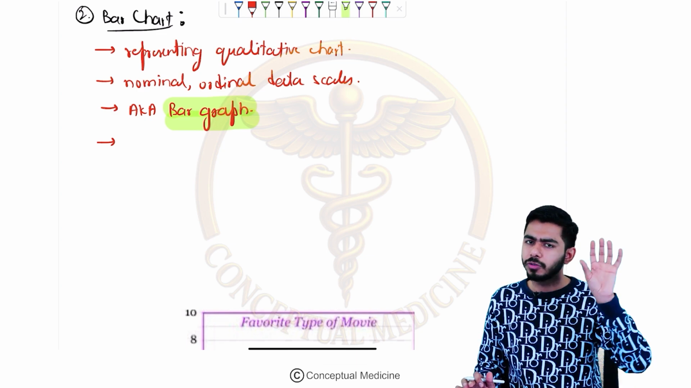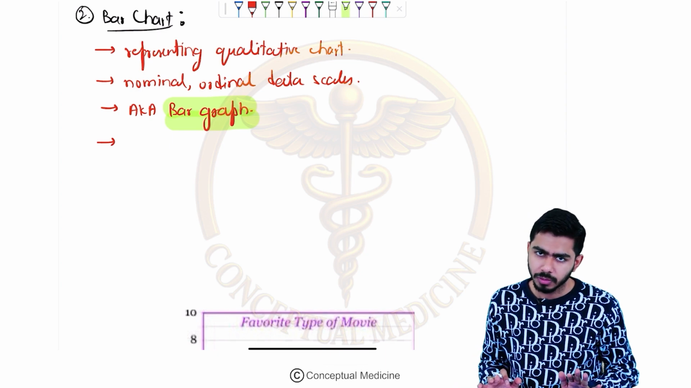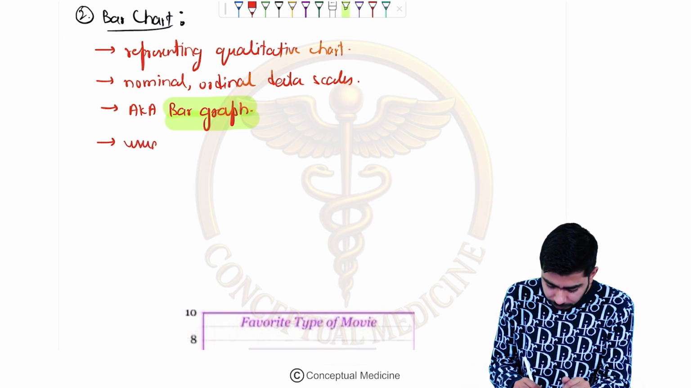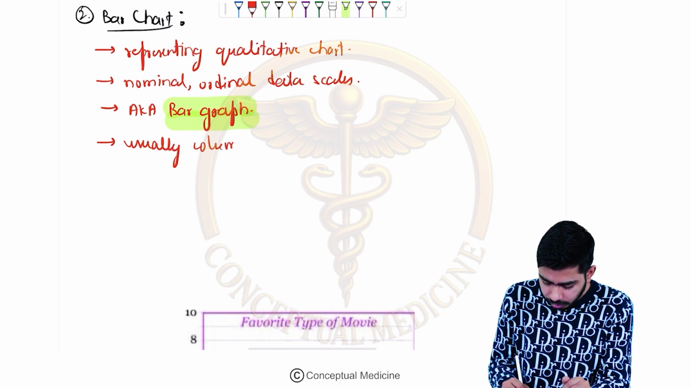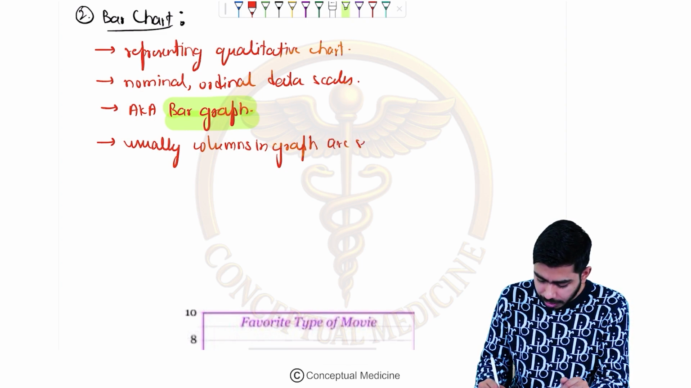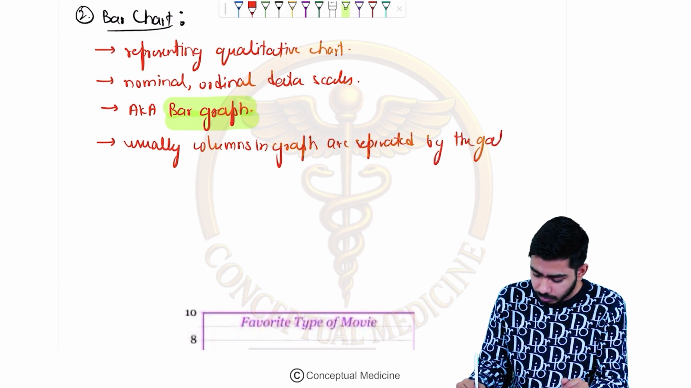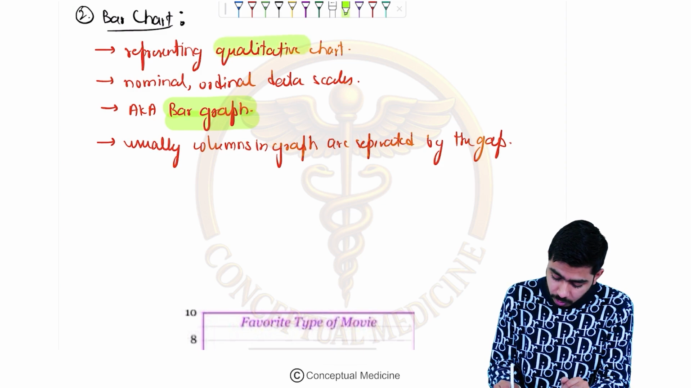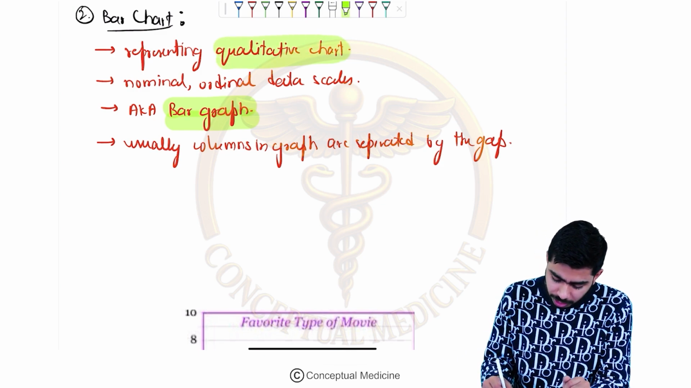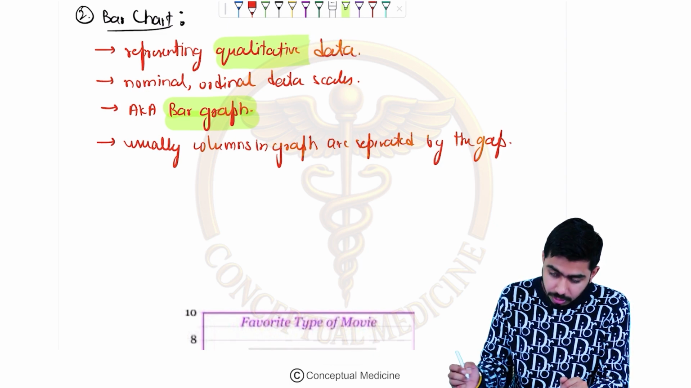But the main difference is that histograms represent quantitative data, and bar charts represent qualitative data. That is 100% true. So usually, columns in the graph are separated by a gap. Understood? Usually I am saying separated by a gap. But it is very true that they represent the qualitative data. I wrote the qualitative chart over here, I'm sorry for that. I should be writing qualitative data. Okay, understood.